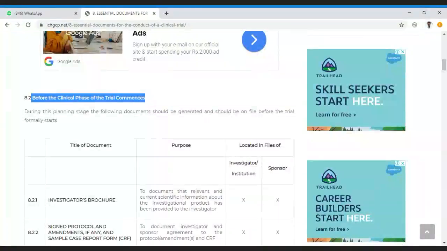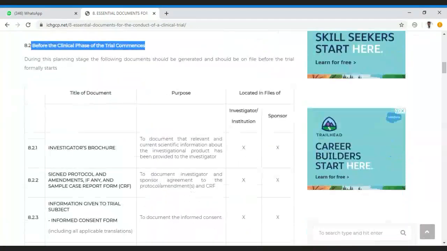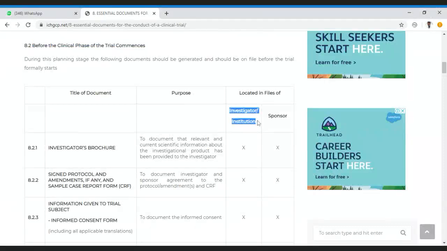As Mrinal said, the site and the sponsor need to maintain the clinical essential documents. She said correctly. So here, investigator and institution means either at the site or at the institution, we need to maintain this particular document. And in clinical research, you have to understand this cross means yes, not no. This cross check means yes, that it is required. Don't get confused.